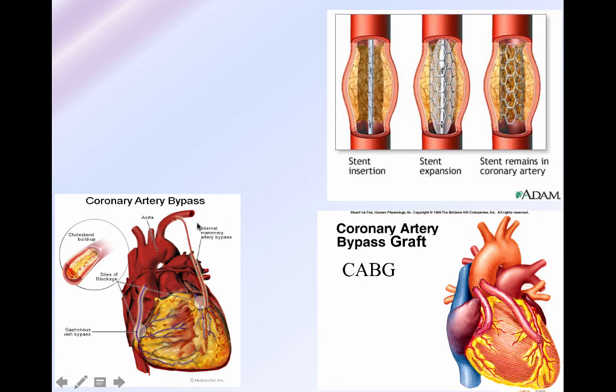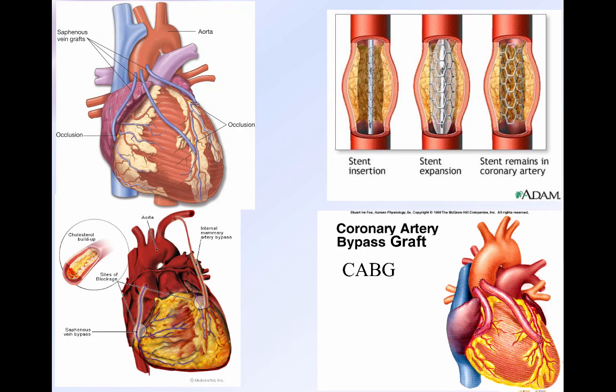Here you can see sometimes we tie in other places. We don't always tie in at the aorta, but we'll tie in other places as we do this. And so here you can see they've used the saphenous vein to do the CABG in this particular case.